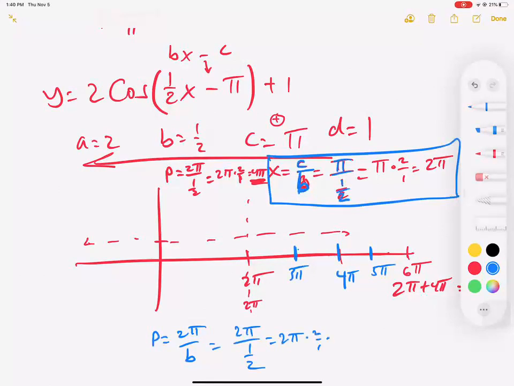And times 2 over 1, that's how we end up with 4 pi. That's how we end up going from 2 o'clock and finishing all the way at 6 o'clock. Gosh, this takes forever. I'm just kidding. All right, let's continue this.